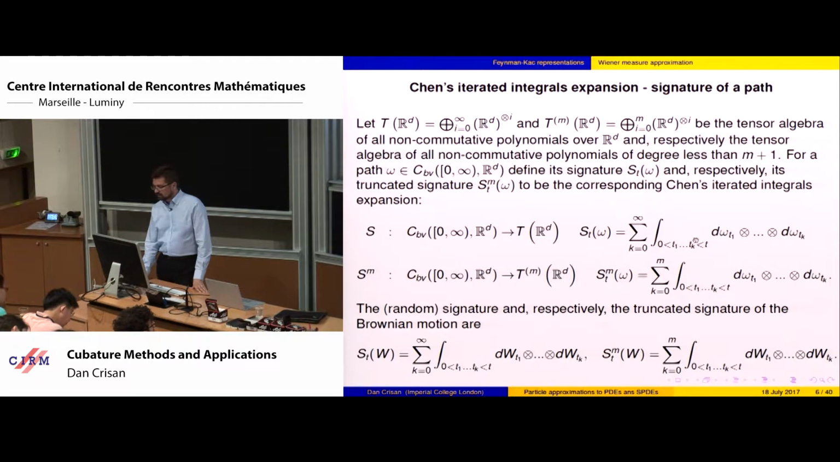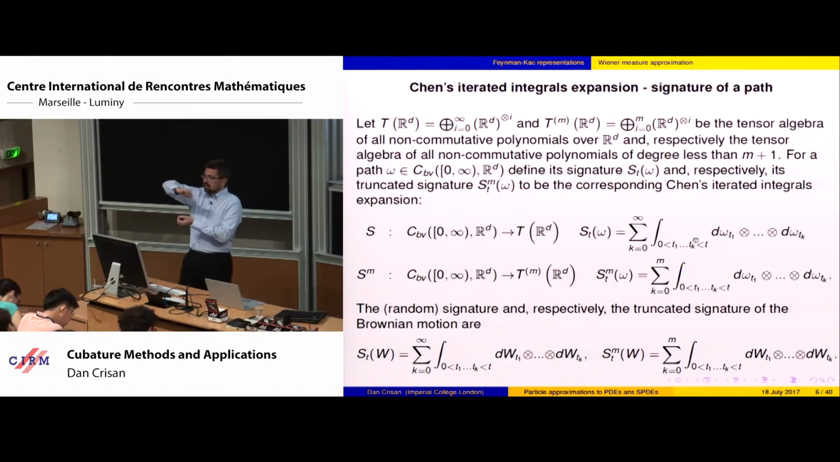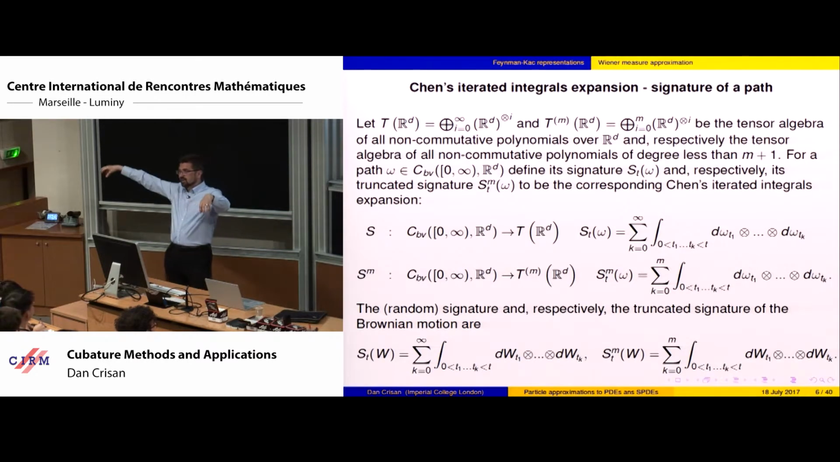Okay, so assume that you are in R^d, you have a path in R^d, and then what you do, you compute all of the iterated integrals, first order, second order, third order, and so on, of this path, all the iterated integrals that involve all the components of the path. And there are lots of them. And then you take all these iterated integrals and you put them in separate boxes, right? And you obtain a massive, massive object that makes a record of all these iterated integrals, right?